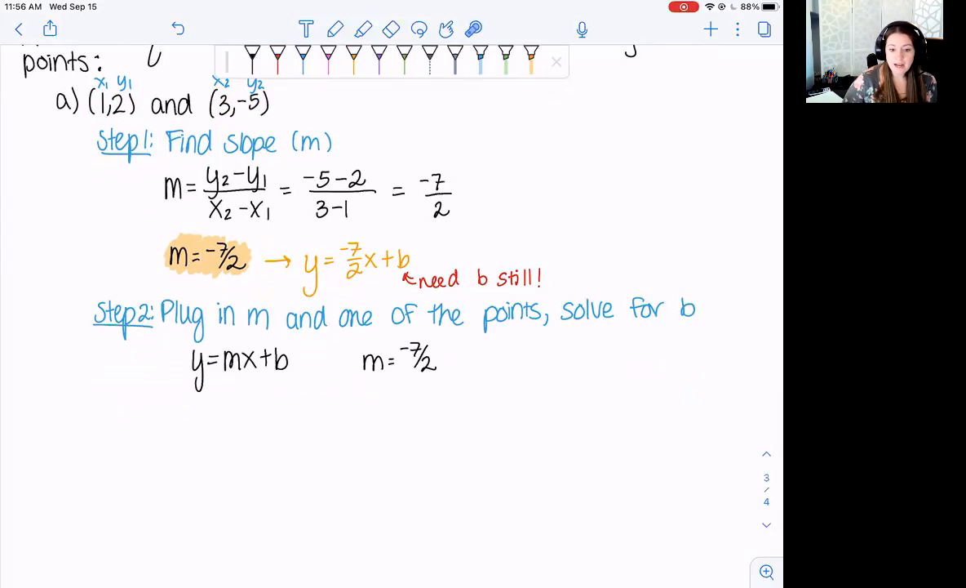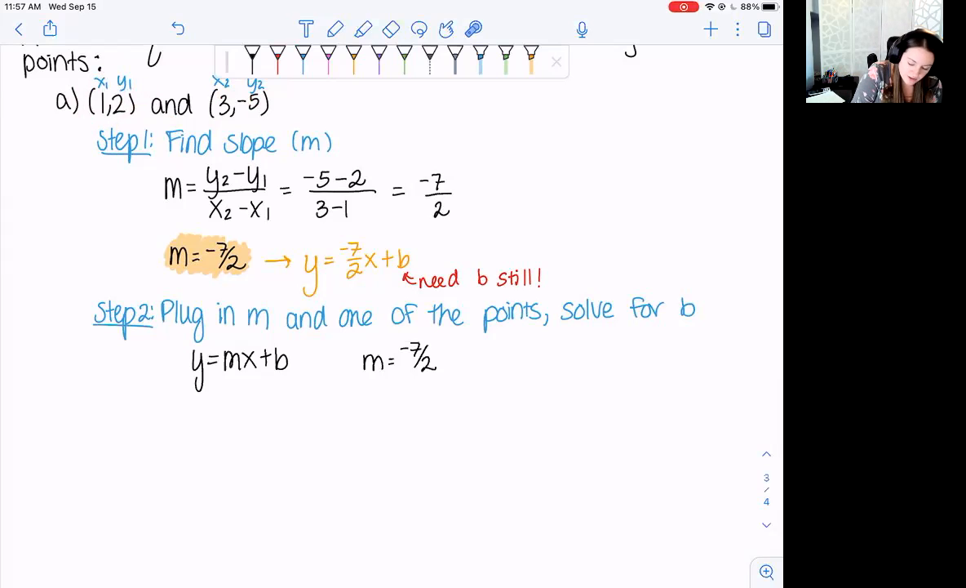Now, I personally would rather avoid negatives when possible. So if one of my points doesn't have negatives and the other one does, I'm going to choose the points that are positive. If one of my points has a 0 in it, I'm going to choose that one because 0 is easier to deal with than a number. So there are easier choices, but it doesn't matter which one you choose. You're going to end up with the same answer.